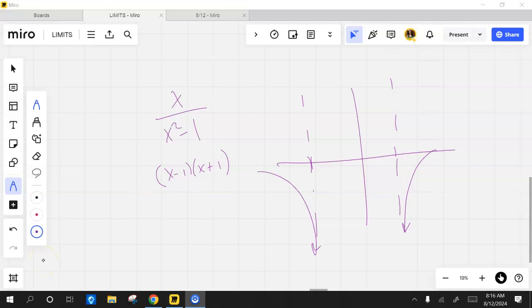As x approaches negative 1 from the left, I'm going down. That's why it's negative infinity. What about the other side? Not necessarily for that one if you remembered how to do it, but if you didn't, it'd be okay. The first two.